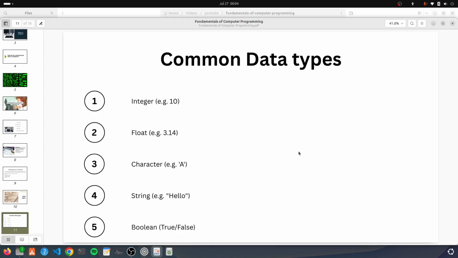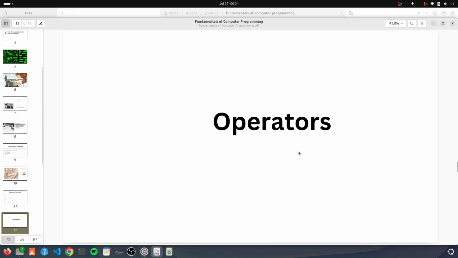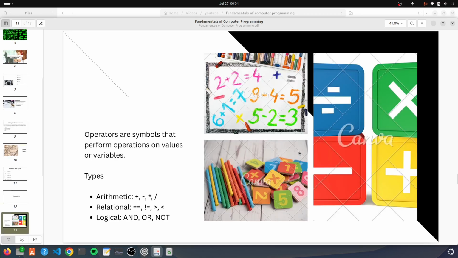Operators. The data types that have been mentioned above have several operations that can be performed on them. And the signs or the symbols or the kind of operations that can be performed on them are aided by what we call operators. Operators are simply symbols that perform operations on values or variables. We have several types of operators. We have the arithmetic operator, relational, and then logic.